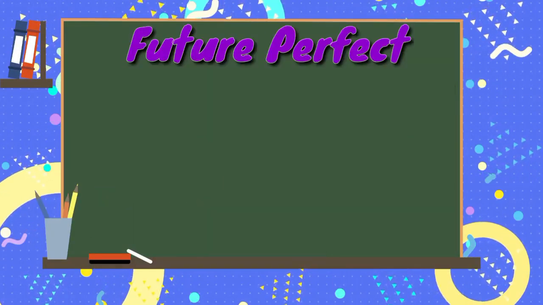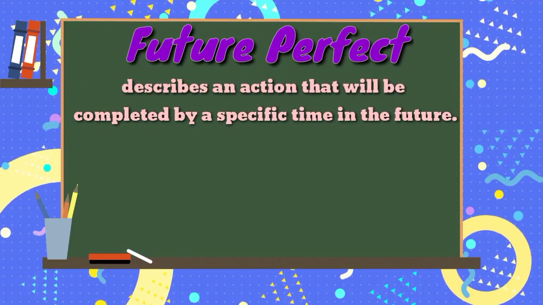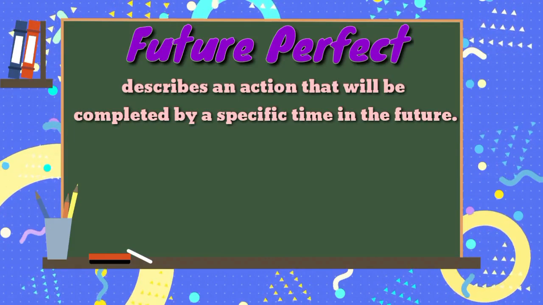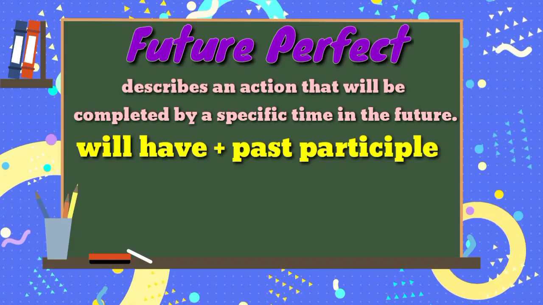Let us move on to the future perfect. Future perfect describes an action that will be completed by a specific time in the future. We use will have plus the past participle form of the verb.